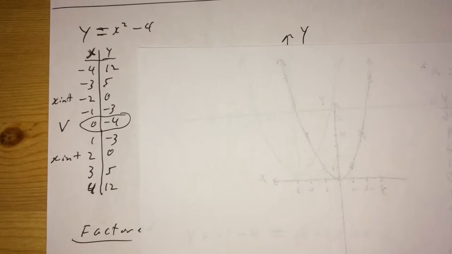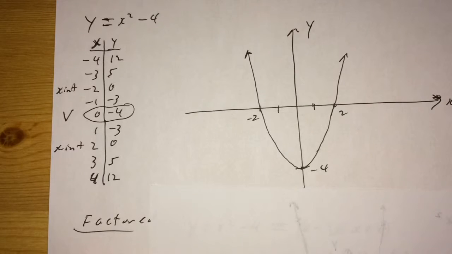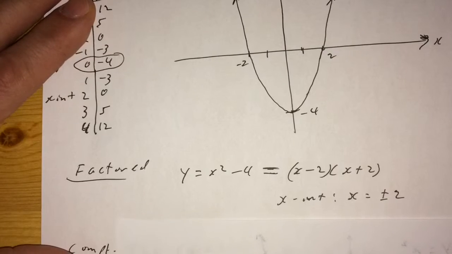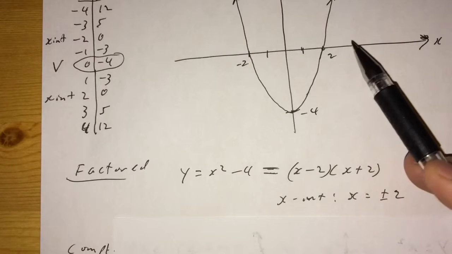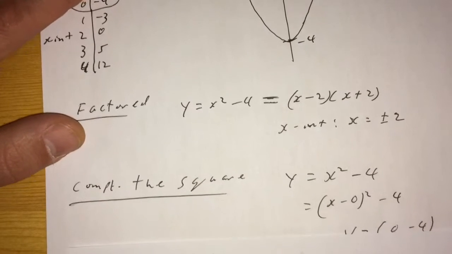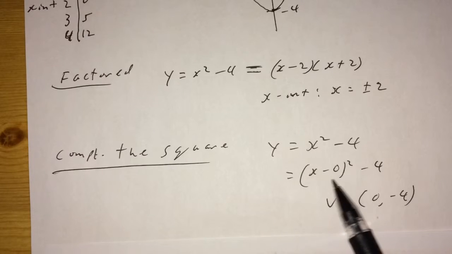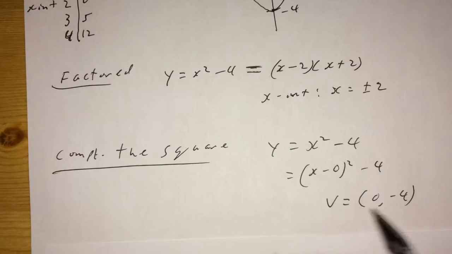You keep thinking like that when the a value is 1. If the a value is 2, that would all be doubled. Here is the graph that you get, and you notice the symmetry in the table. The factored form is here. It's a difference of squares, easy to factor. So the x-intercepts are plus and minus 2. And completing the square, we've got it looking like this. It's the same thing, just x squared minus 4. It's already in the form of completing the square, so you can take the vertex out of it: 0, negative 4.